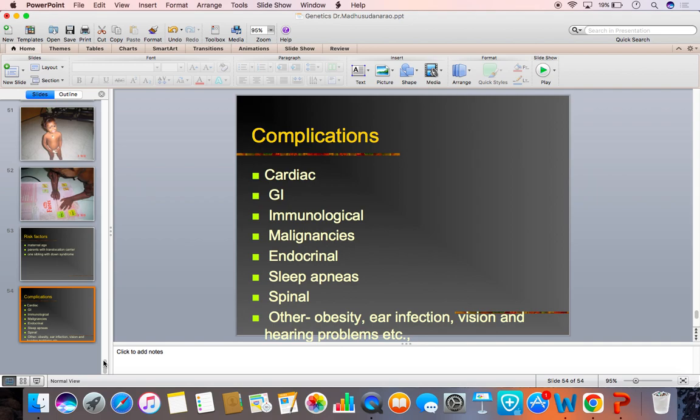What are the complications? Complications of cardiac anomaly, GI disorders, immunological problems, more prone for malignancies, endocrinopathies like hypothyroidism, sleep apnea, spinal anomalies, sometimes obesity, ear infections, vision and hearing problems are some of the complications that a child with Down syndrome may suffer.